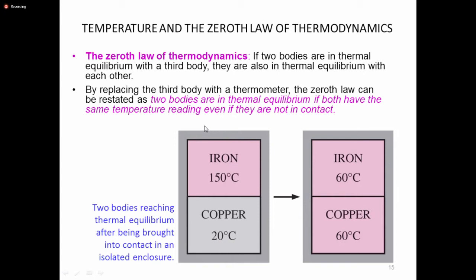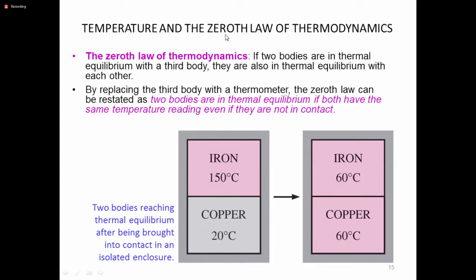So the zeroth law of thermodynamics tells us that if body A is in thermal equilibrium with body B, and both bodies are in thermal equilibrium with a third body, then they are also in thermal equilibrium with each other. Suppose we have a body A and body B, both in thermal equilibrium, and if you insert a thermometer inside, then obviously the thermometer will also show the same temperature. That means the three bodies are in thermal equilibrium with respect to each other.